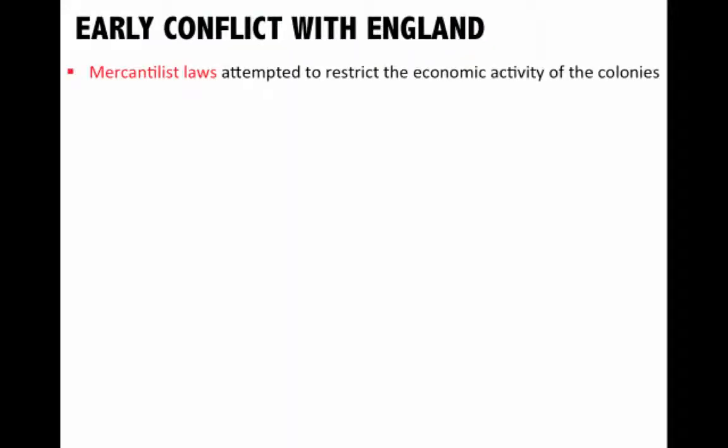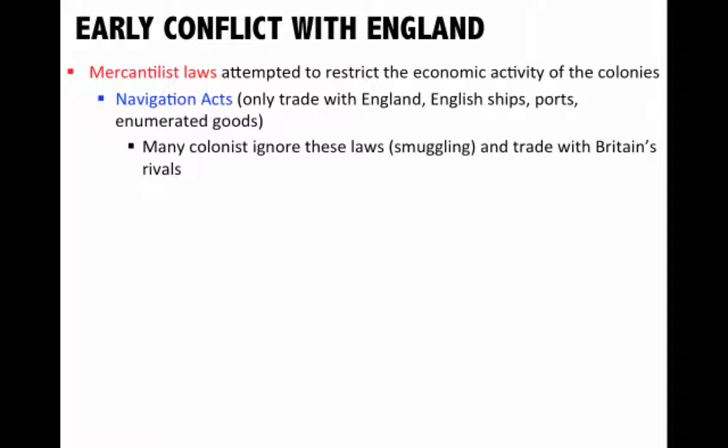Mercantilist laws are going to attempt to restrict the economic activity of the colonies, most famously the Navigation Acts, which basically say you can only trade with England. You had to use English ships, you had to go to English ports, and only some goods are enumerated, meaning they could only be traded with England. But many colonies are going to ignore these laws by smuggling and trading with England's rivals.